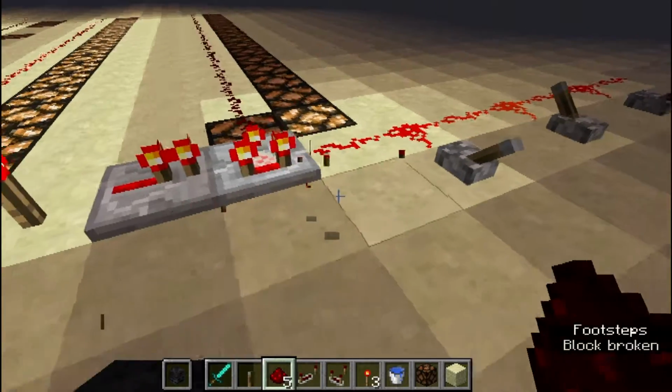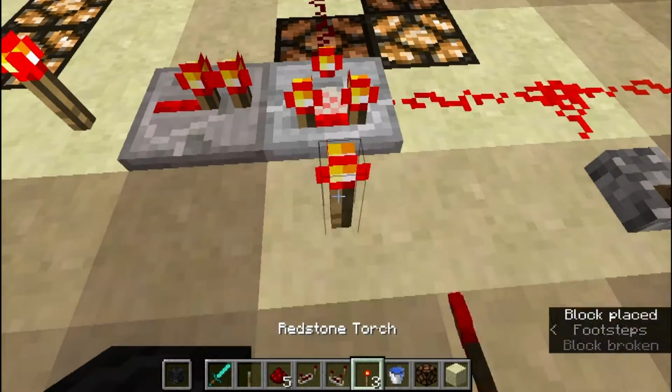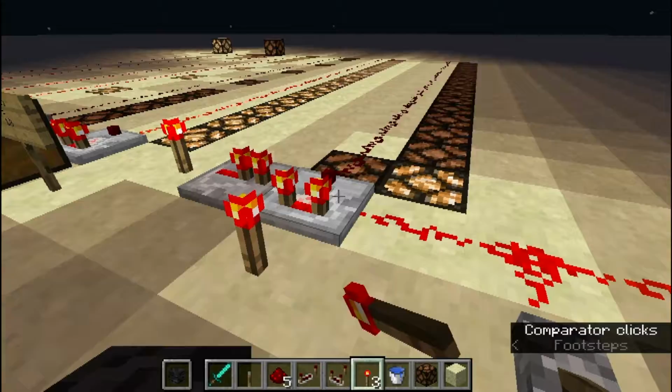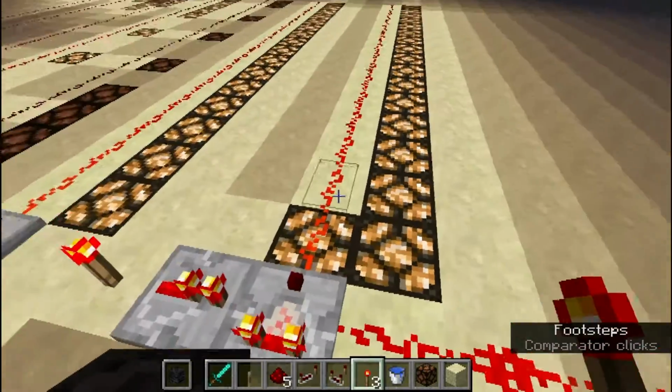And well, that's basically it, guys. I showed you the subtraction mode, which is this. And I also showed you the compare mode.